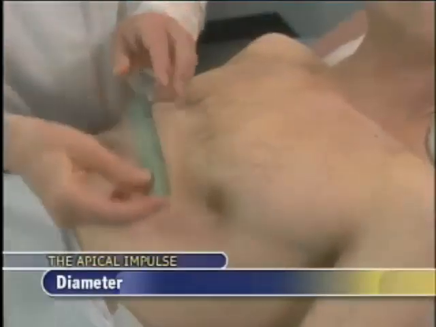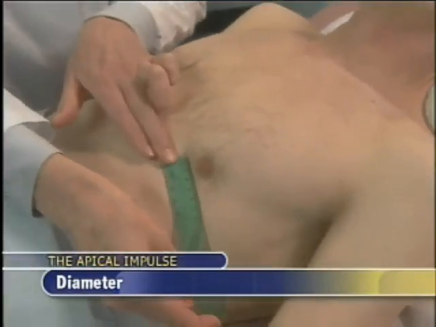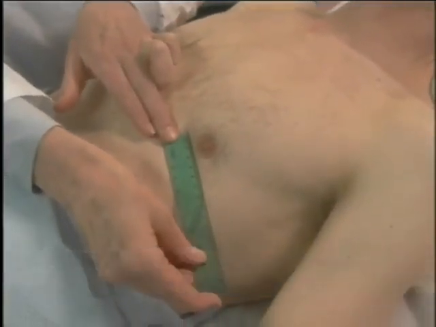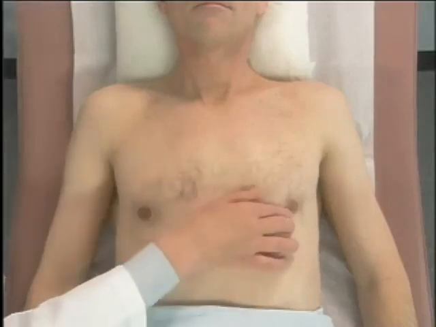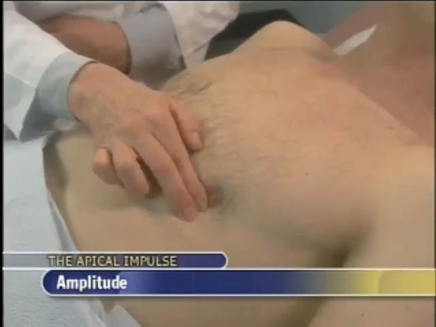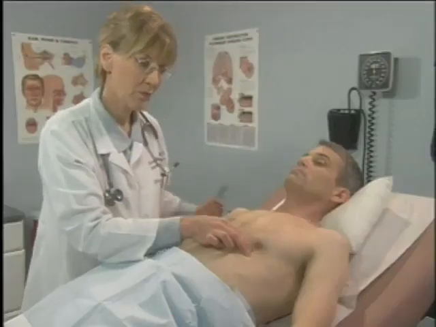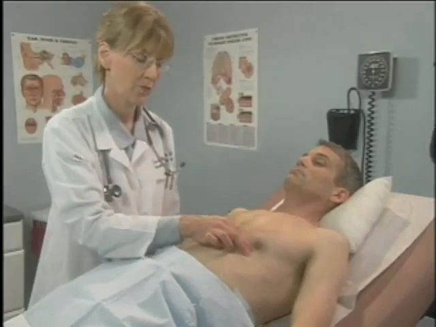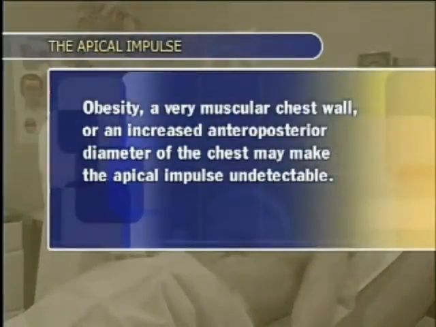Measure the diameter of the impulse in centimeters. Feel for the amplitude of the apical impulse. It is usually small and feels like a gentle tap. With experience, you will learn to feel the apical impulse in a high percentage of patients. However, obesity, a very muscular chest wall, or an increased antero-posterior diameter of the chest may make the apical impulse undetectable.